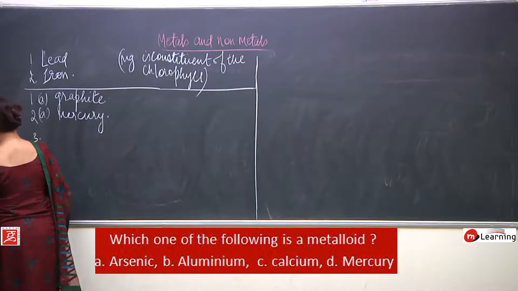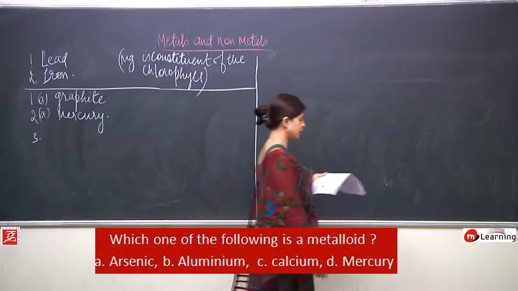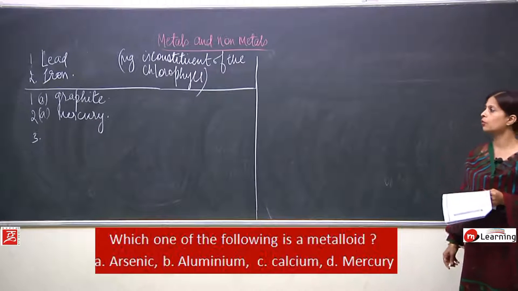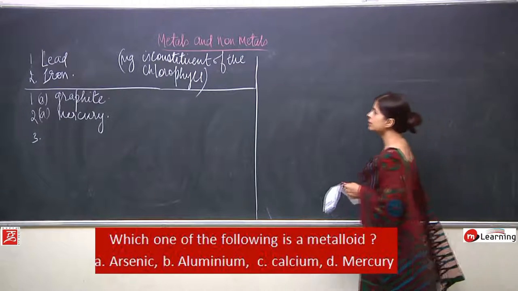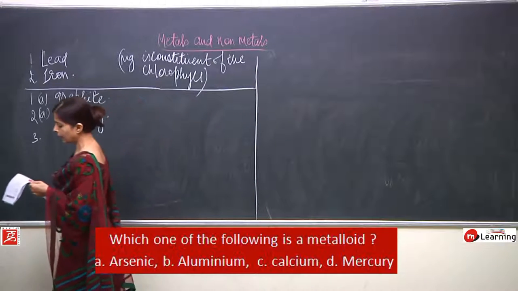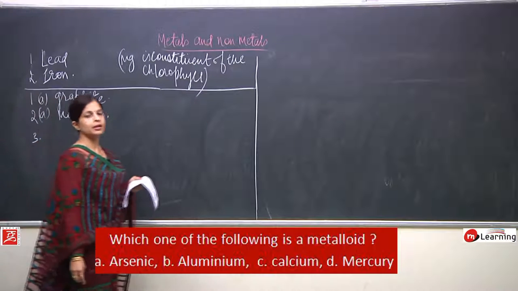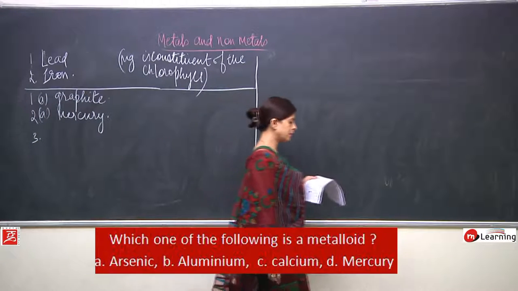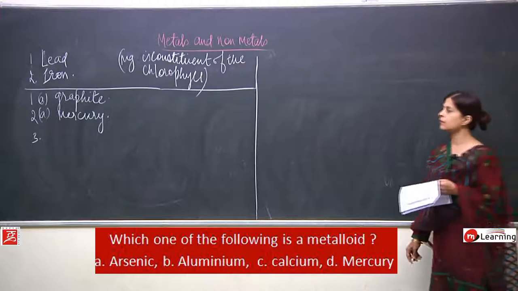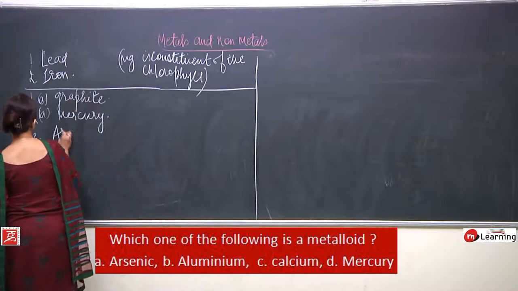Okay, now the third one. Which of the following is a metalloid? Yesterday I wrote a big series of metalloids on the blackboard: boron, silicon, germanium, arsenic. Now just find out which one is there from the following. Is it arsenic, aluminium, calcium or copper? Obviously it is arsenic. We have discussed the same yesterday. So let me write the answer here: arsenic.